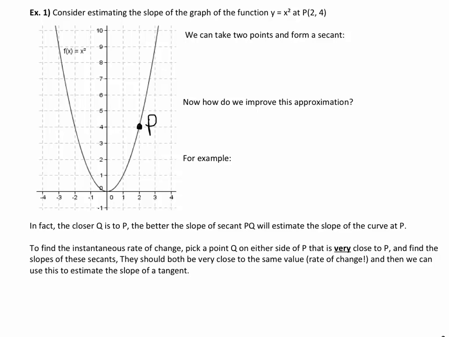Now we can take 2 points and form a secant. For example, if we took the point at 0, 0, then we could find the slope of the secant line here. But we want to make this a lot more accurate than just taking the slope of a secant line. To make it accurate, we want to move our point Q closer and closer and closer to P.